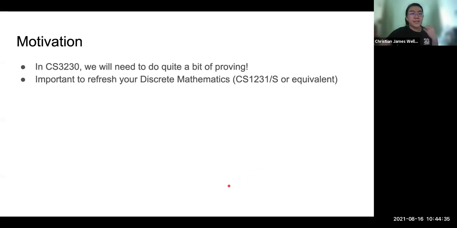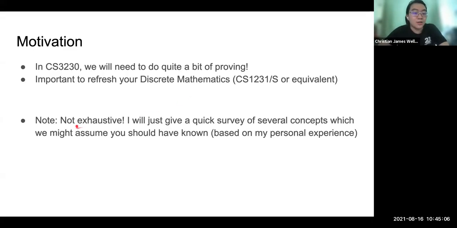So let's start with a little bit of motivation. In CS3230, we'll need to do quite a bit of proving. So you should try to refresh your discrete mathematics, your CS1231S or equivalent when necessary. I understand, I was a student myself. I forgot part of my CS1231 at that point in time. And I know maybe some of you are just taking this module after many semesters of not doing mathematics. So I hope this slide gets you up to speed on some of the math that you might be assumed to know. Again, this is not exhaustive though.